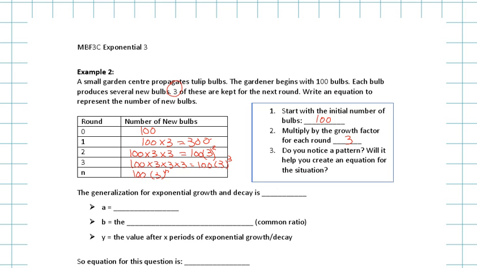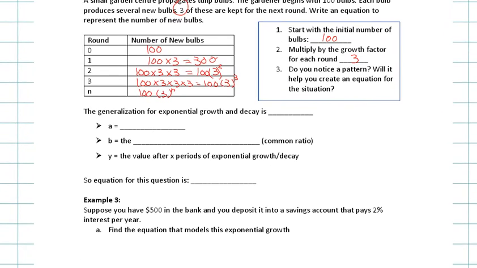Remember I told you that sometimes it's not only y equals b to the power of x, it's y equals a times b to the power of x. What's my a value here? 100, because I'm starting with 100. I'm already at 100. So this is what we call the generalized form. a is your initial value, so what you're starting with.